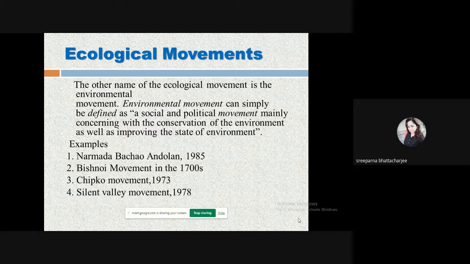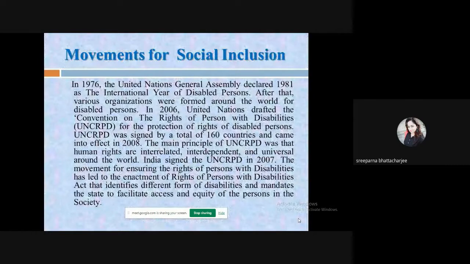So these are the movements which were centered around nature, but they were led for the protection of the environment, because to live in a healthy environment is also a human right. So that is why these ecological movements are also part of the human rights movement. Okay, movement for social inclusion.